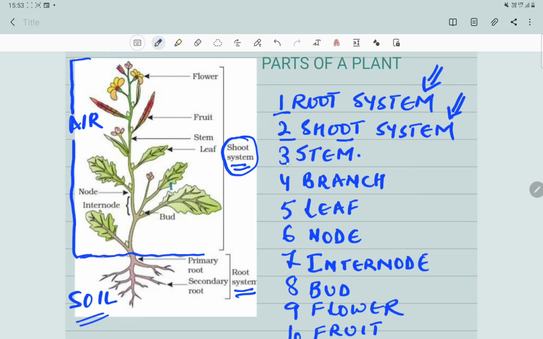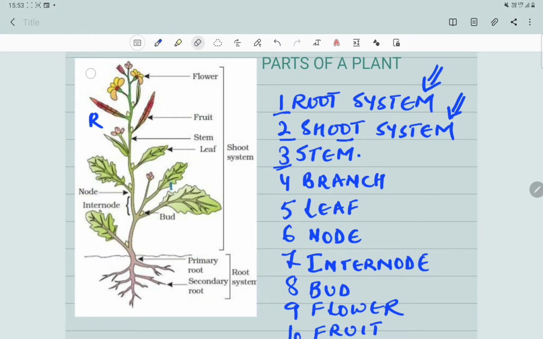Now in the shoot system, the next part we have to study is called the stem, the part number 3. And the stem is the central long stick-like structure, right? So it starts from the soil and goes up towards the sky, right? And this is found in the center of the plant. Around the stem, you have a variety of structures such as the leaves, which we are going to study in just a little while. Let me clean up my screen and make a little more space.